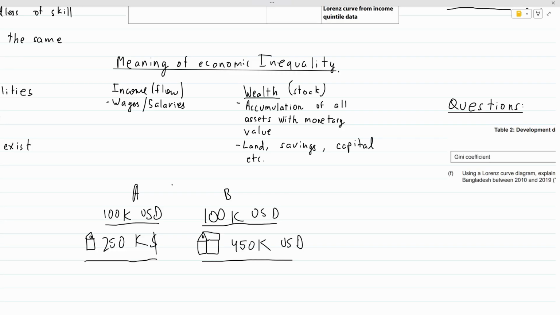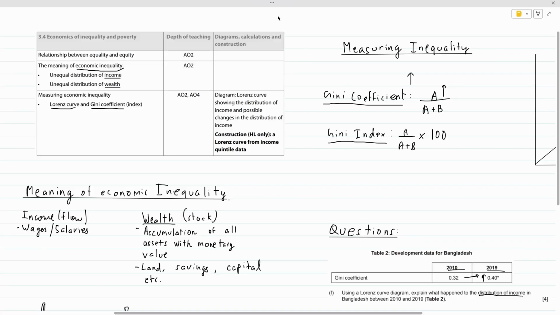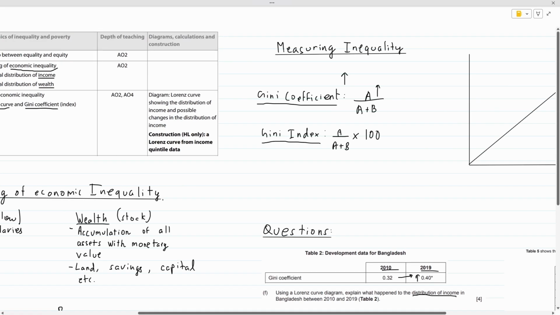So that is the idea and the difference between wealth and income inequality. Again, this is a very simplified example. We've only taken into account the house they own. We're not sure if person A has massive savings or they might have some valuable capital as well. Okay, so now let's move on to measuring economic inequality, specifically through the Lorenz curve and Gini coefficient.